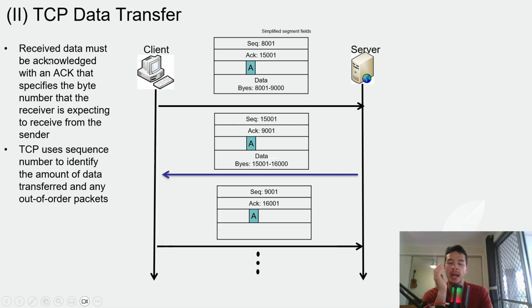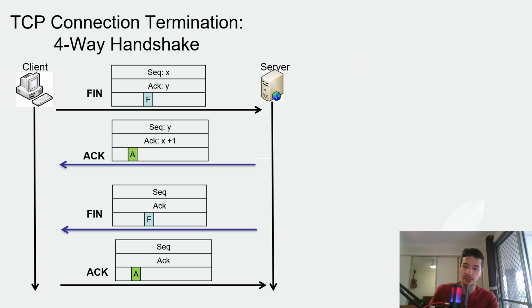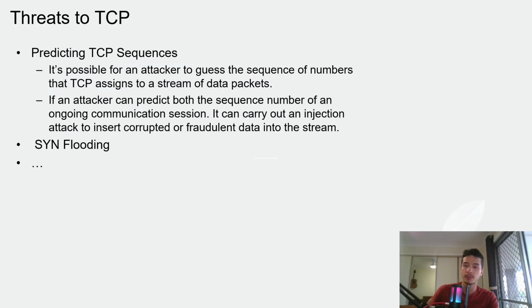It must be acknowledged, and it must be working for TCP to work. This is so we don't have faulty behavior like UDP, where information doesn't get sent properly. And for the termination, you will have this sort of setup right here. I went over that in the previous videos. You can check that out.